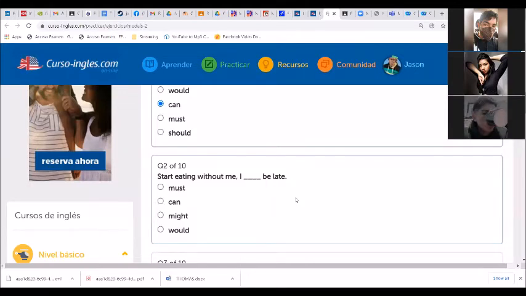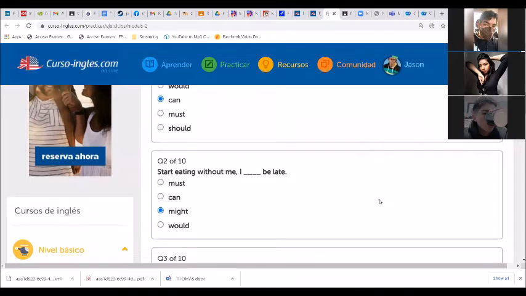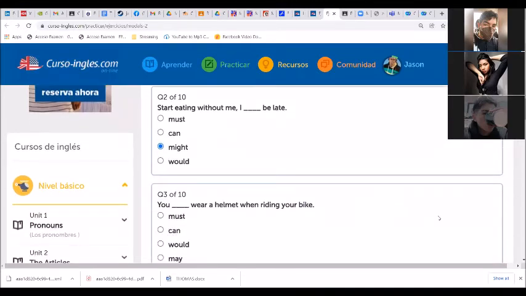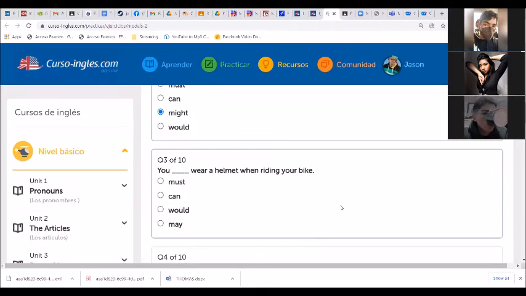She started eating without me. I might be late. Indeed, it's possible. Posible que voy a llegar tarde. Good job. All right. Amairani, I practice your name. I practice it. I did it well this time. Amairani Martinez. Number 3.